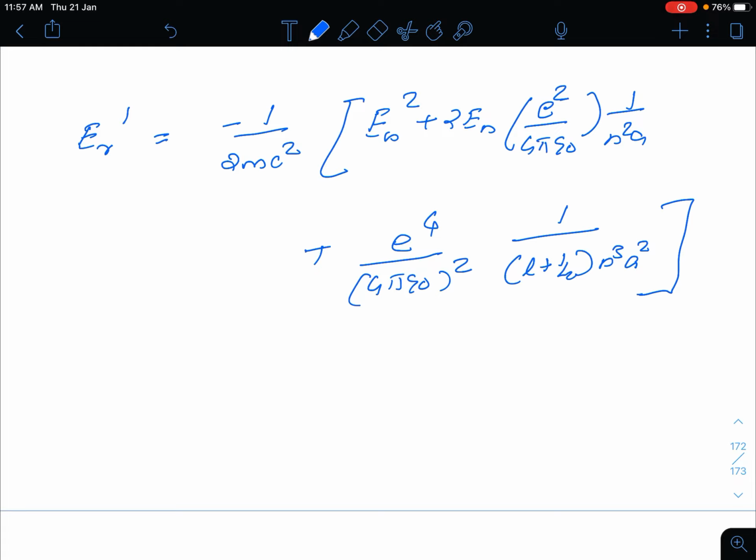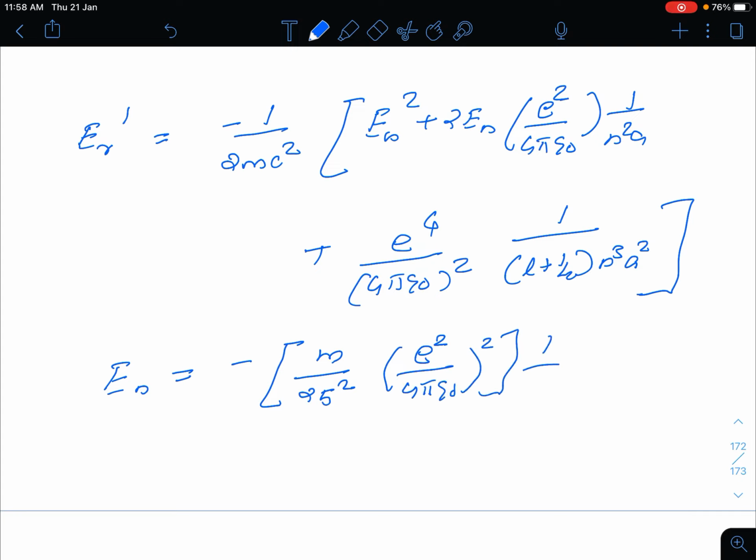Okay, so if I put the value of En, what is the En in a hydrogen atom? Do that. En for a hydrogen atom is minus m by 2 h cross square into e square by 4 pi epsilon 0 whole square into 1 by n square.